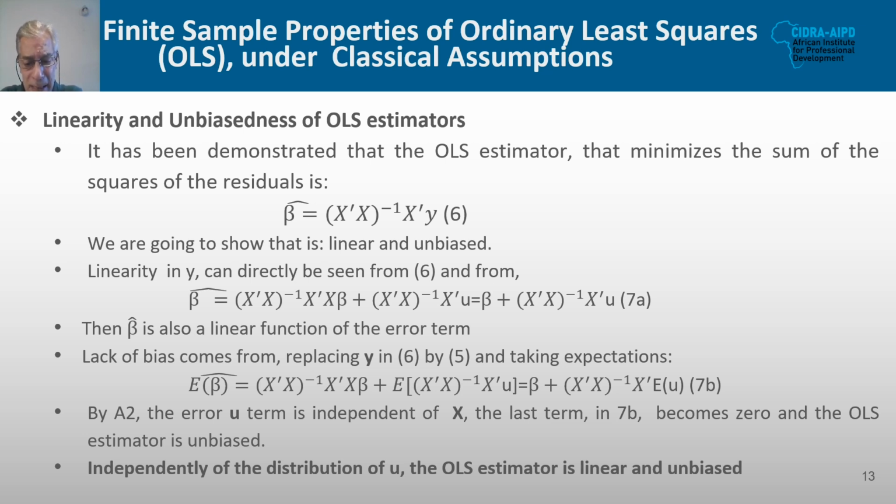Lack of bias can be shown practically in the same way. We replace y in 6 by 5 again and take expectations. So the expected value of beta hat is going to be the one that we show in equation number 7b. But if you remember, by assumption number 2, the error term is independent of x. So the last term in 7b becomes 0. Why? Because the expected value of the error term is 0. So we have just demonstrated that the expected value of beta hat equals beta. So the OLS estimator is unbiased.